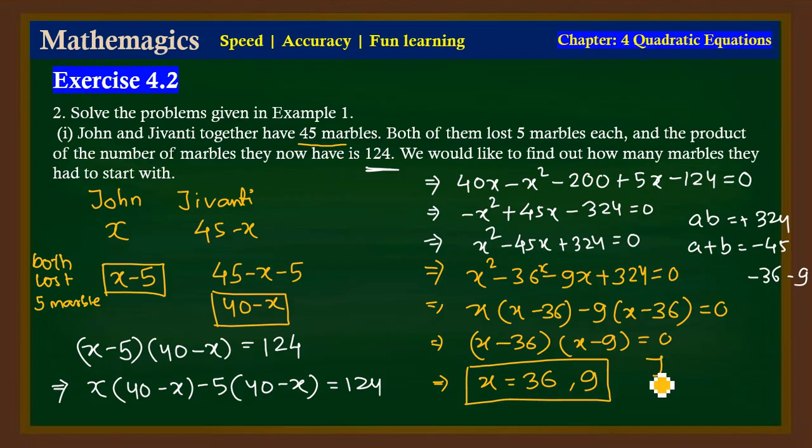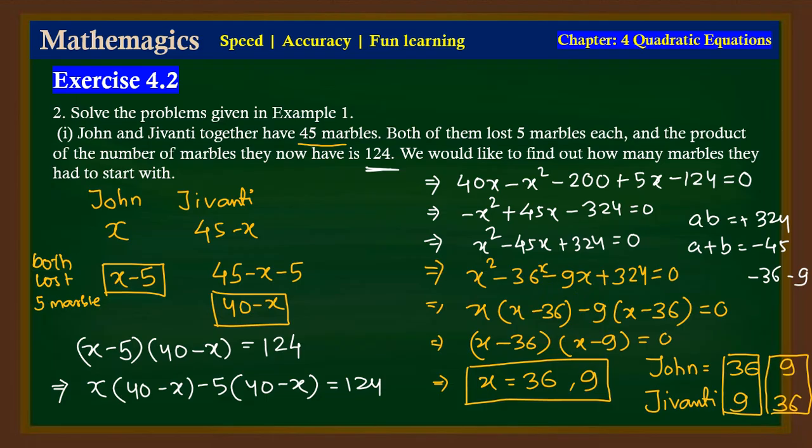So John, and the second one is Jivanti. So John is having x marbles. Either we can take that John is having 36 marbles, then the remaining 9 is with Jivanti, or John is having 9 marbles and Jivanti is having 36. So both the combinations are possible. So 36 and 9 or 9 and 36. In both cases, the question is satisfied and obviously it is giving us the same result.